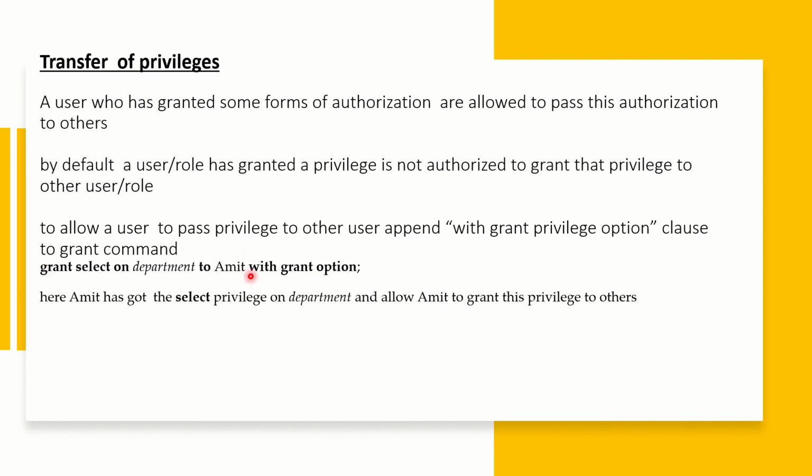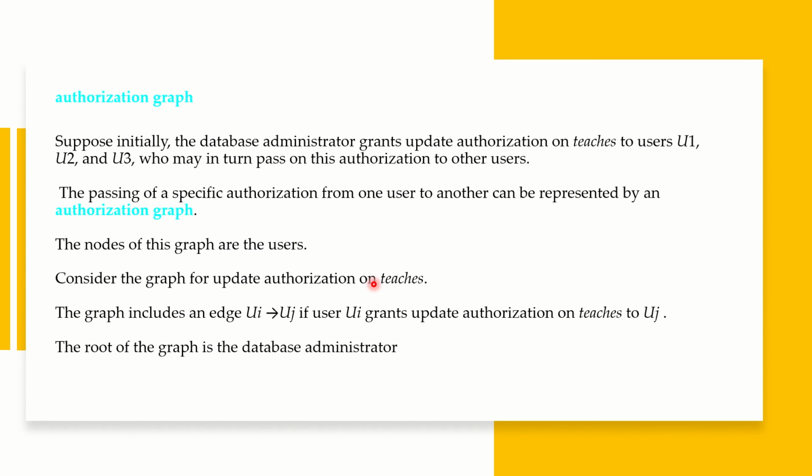So far we discussed up to this. That means Amit has been given the select privilege on the department table. And here we added one more clause to that. That means he also has been given the right to grant his permission, or to transfer his privilege, to another person also. And next, we can specify the flow, that is, details about to which person a particular person can transfer his or her privilege.